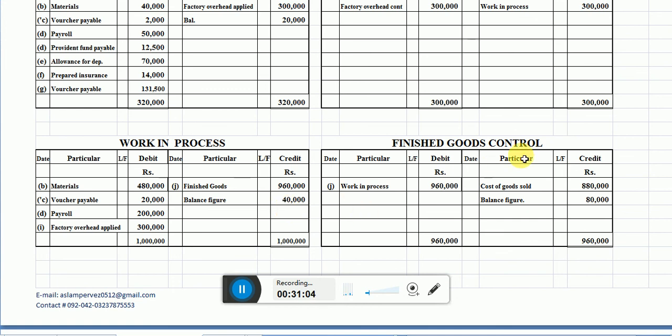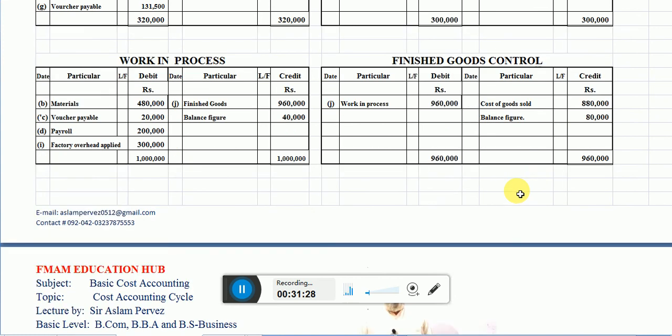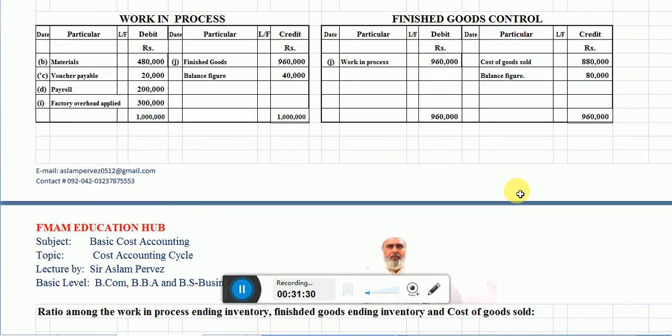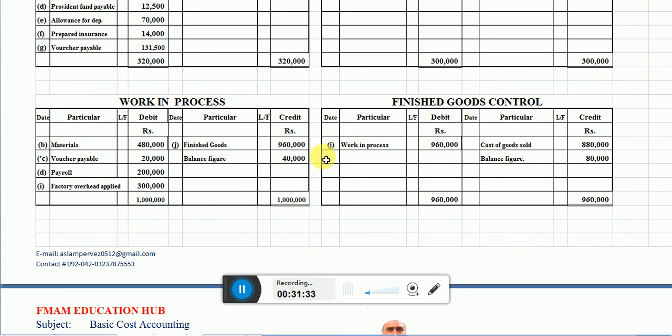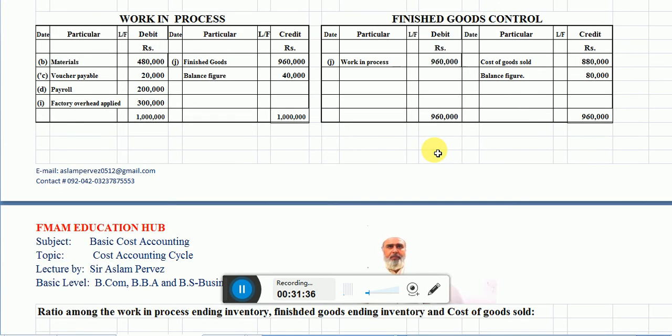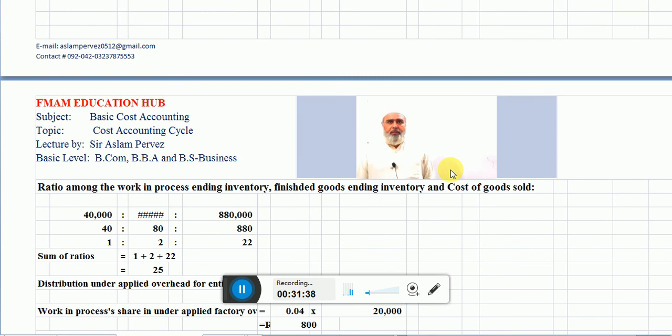Now finished goods control here, work in process is 9,60,000 rupees, the total production which is completed during the month. Now the part of goods which are sold in the market is cost of goods sold 8,80,000 rupees. The balance figure is 80,000 rupees here. Now students, this is the balance figure against the finished goods inventory here. Now students, the cost of goods sold is also given here.